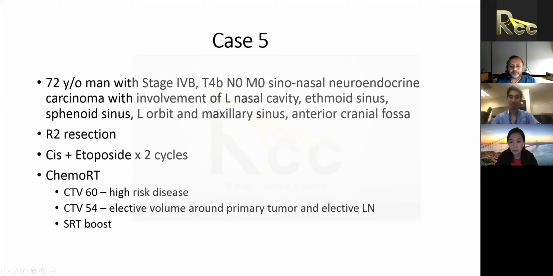And so I'll show you the volumes, but when you see these T4 sinonasal cases, it becomes exquisitely hard to go to 70 gray. And that's the point I wanted to make. Oftentimes you're going to be limited by normal anatomy. Particularly the globes, the optic nerves, the chiasm, the normal brain, and the temporal lobes are going to be structures that preclude you from going to 70 gray up front.